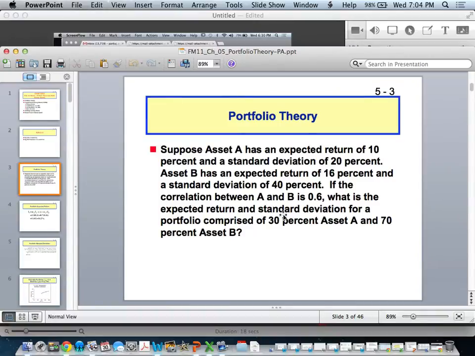So to translate some of this simple math stat kind of thing, it's like having Ford and General Motors and maybe Toyota in the same portfolio. That'd be highly correlated. So the question is, if the correlation is this, what is the expected return and standard deviation for a portfolio comprised of 30% asset A and 70% asset B?